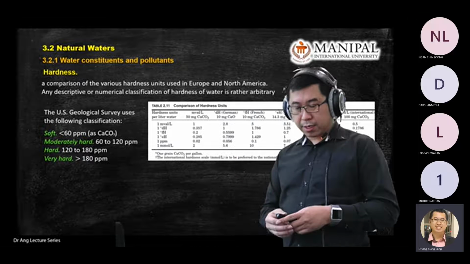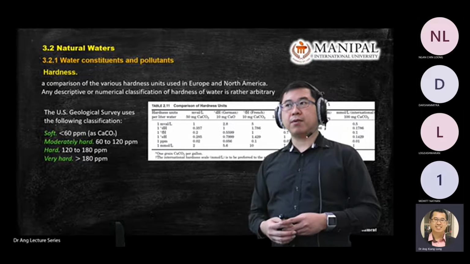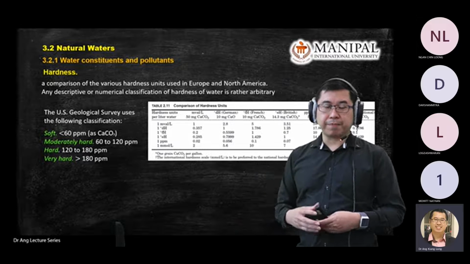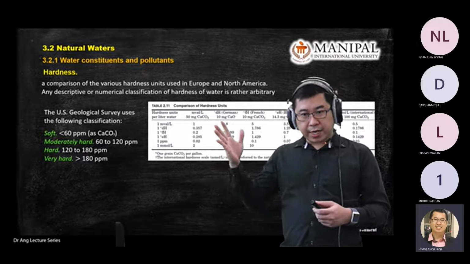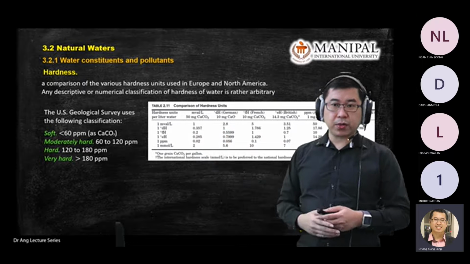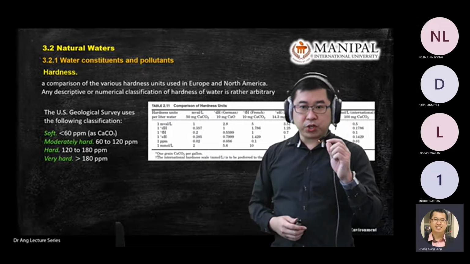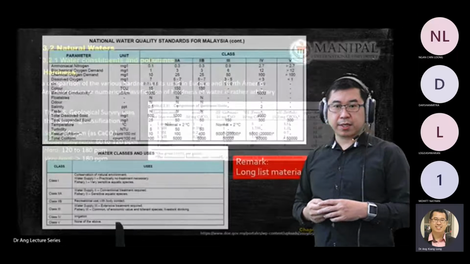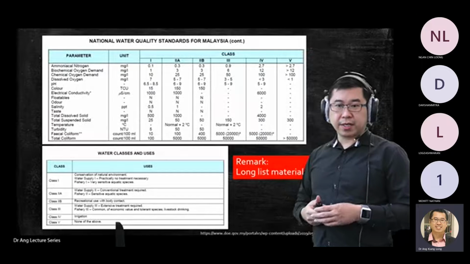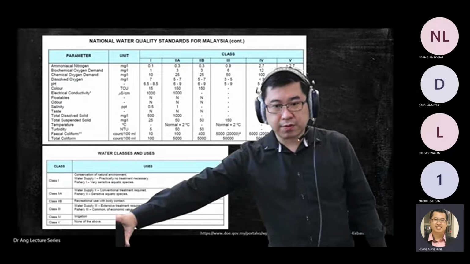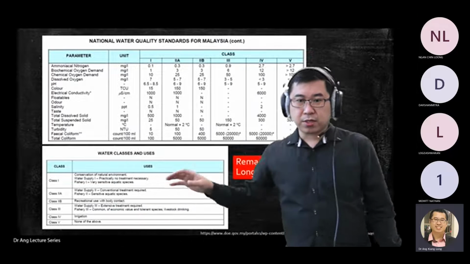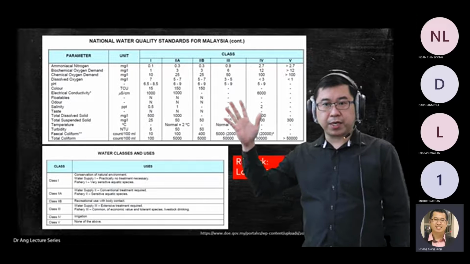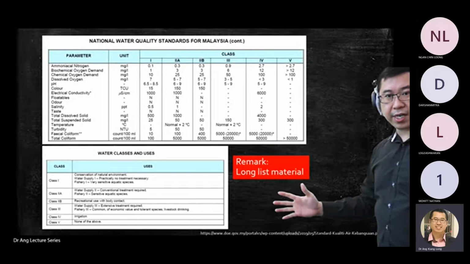Usually you can refer to the Department of Environment for the data, the guidelines, or the table. They will tell you what the standard is, what values are used to quantify soft water to hard water. Each country has its own standard. So you can see this one is another chart, and this one is for Malaysia. It has a long list.